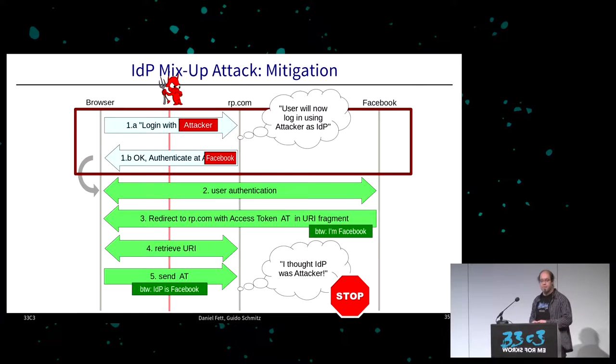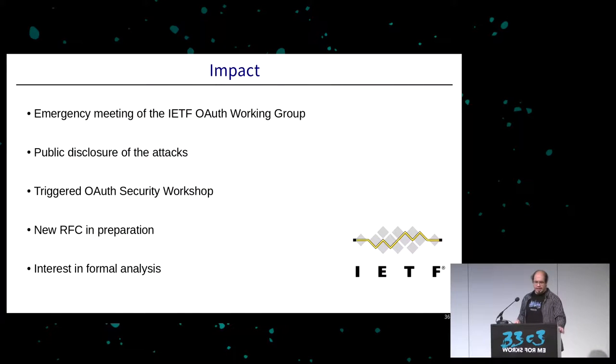So this is the mitigation. We talked to the OAuth working group at the IETF, and they invited us to a kind of emergency meeting to discuss this attack, and we scheduled public disclosure of these attacks for the beginning of this year. This triggered an OAuth security workshop, which took place in June. A new RFC with the mitigations is in preparation, and the working group also showed interest in the kind of formal analysis we carry out for these kinds of standards.